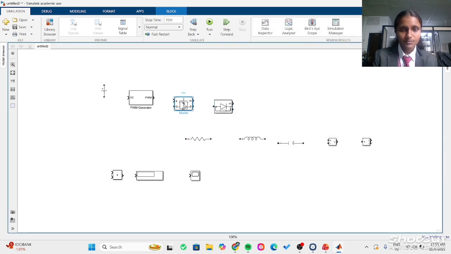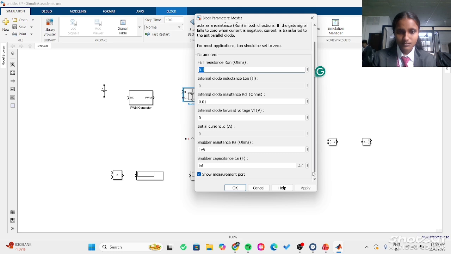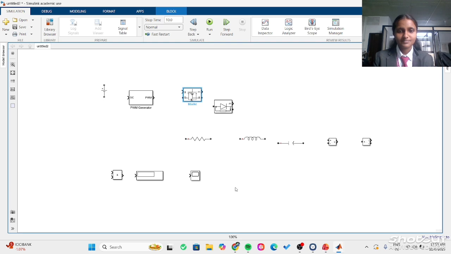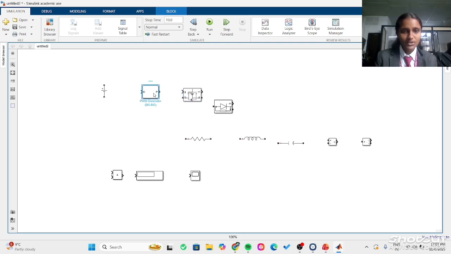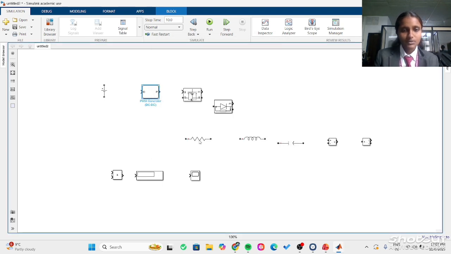And for the MOSFET, the resistance Ron is 0.1 ohm. Then the resistance Rd is 0.01. The snubber resistance is 1e5. Now I'm taking the parameters for pulse modulation. The frequency is 40,000 and the sample time is 0. So these are all the parameters we are fixing for all the components.